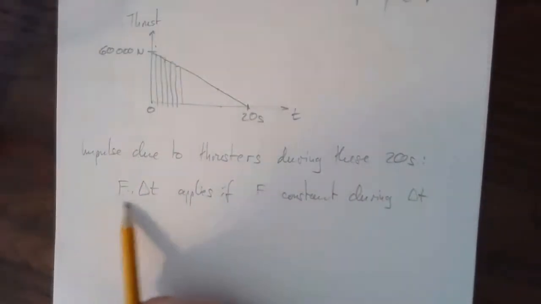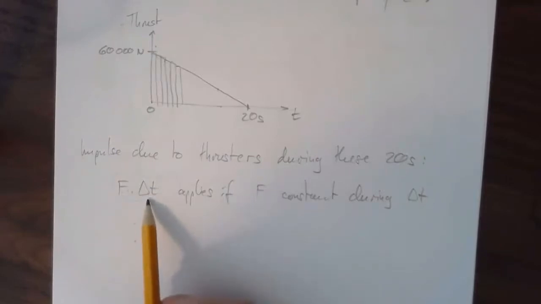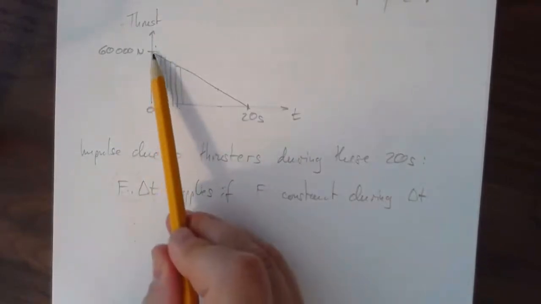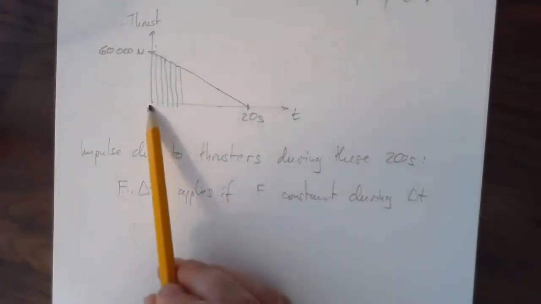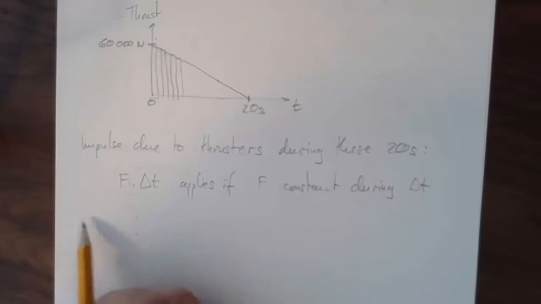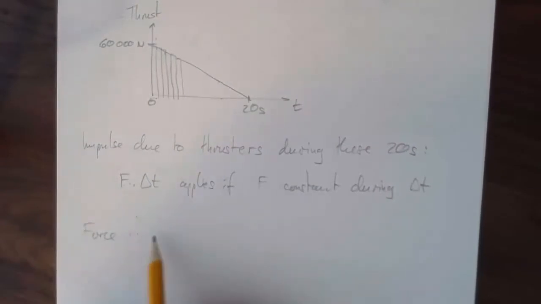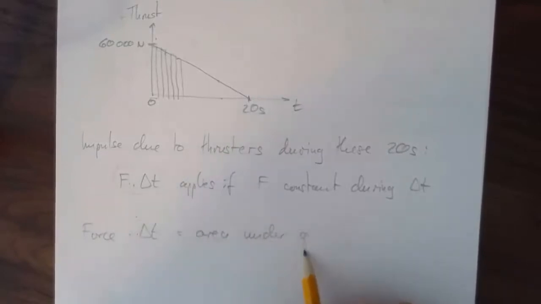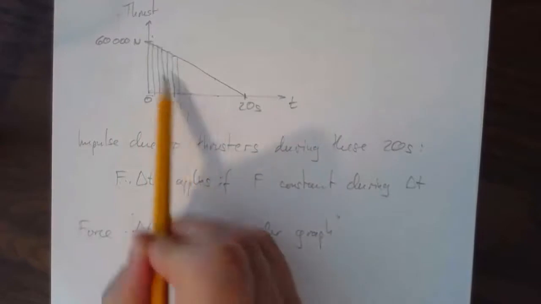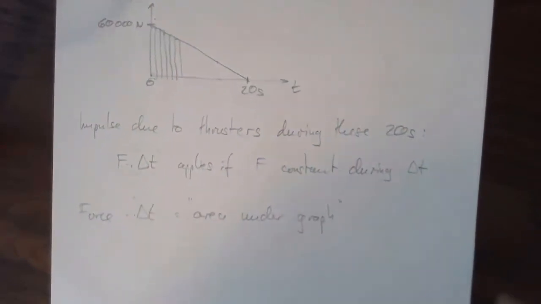One thing to note, again by analogy with velocity times time giving distance, is that force times time is the area under the graph. When I say under the graph, you of course know what I mean: between the axis and the graph. This generalizes to non-constant forces.